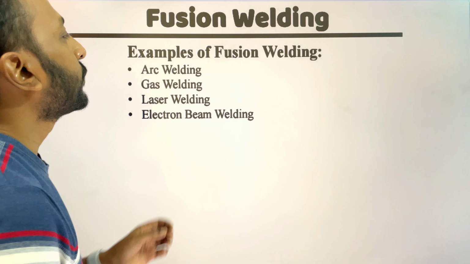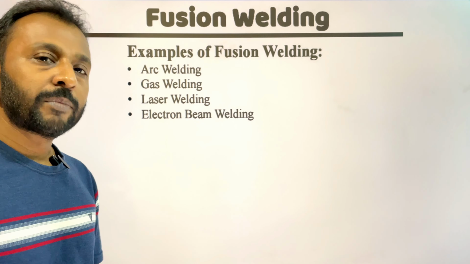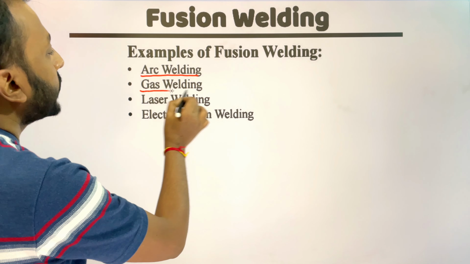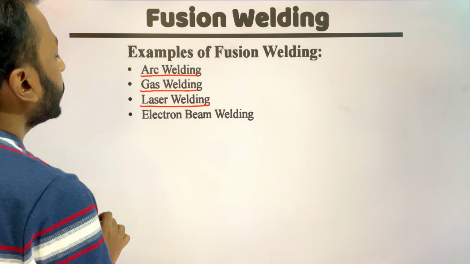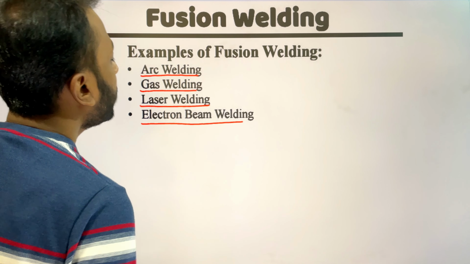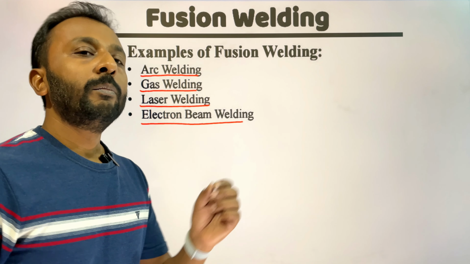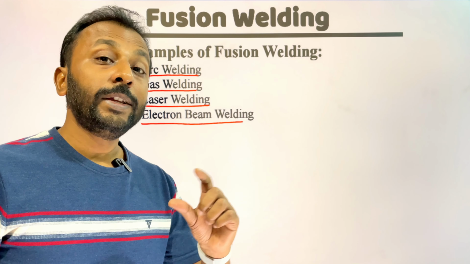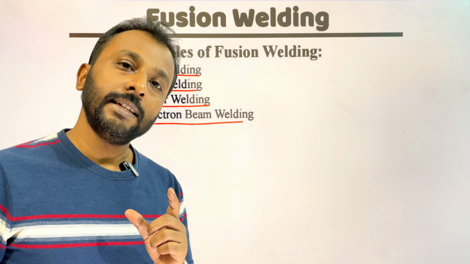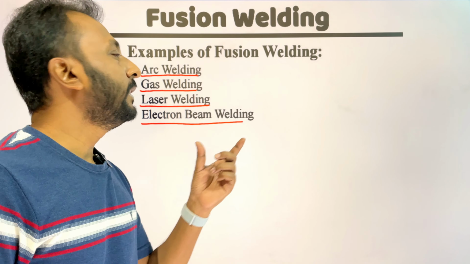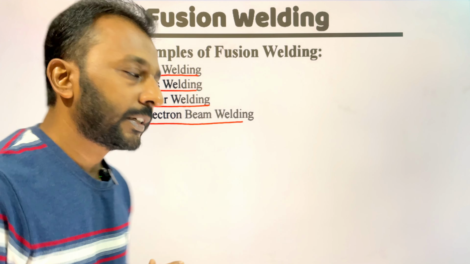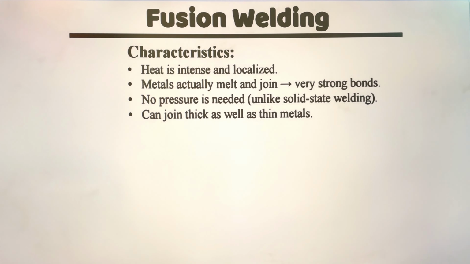So what are the examples of fusion welding processes? These are a few examples. First one is arc welding, second one is gas welding, third one is laser welding, and fourth one is electron beam welding. These are the main fusion welding processes where we fuse the metal with the help of heat energy and wait till solidification. Here we don't apply any kind of pressure. So this is called non-pressure welding.